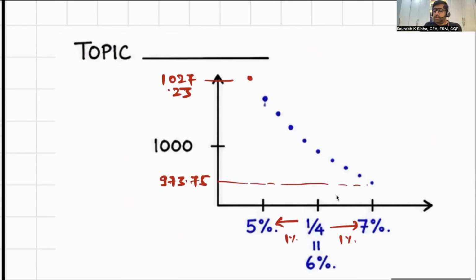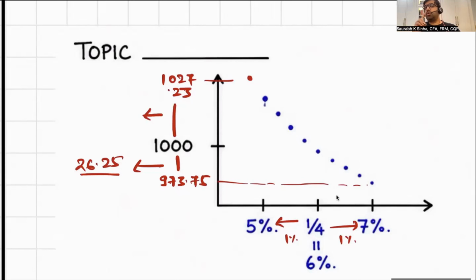Let's calculate the fall in the bond price from 1000. So 1000 minus 973.75. This is 26.25. What about the rise?